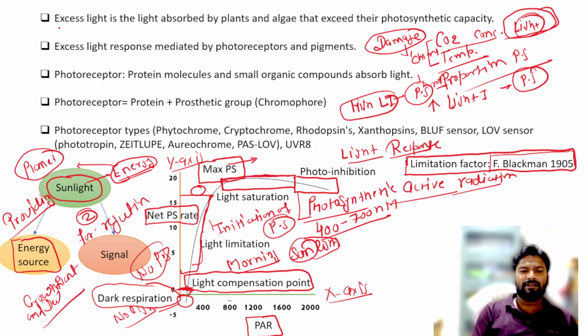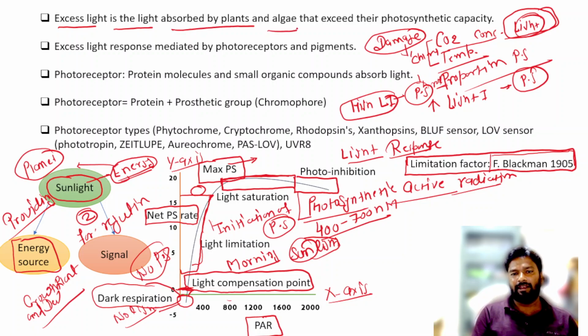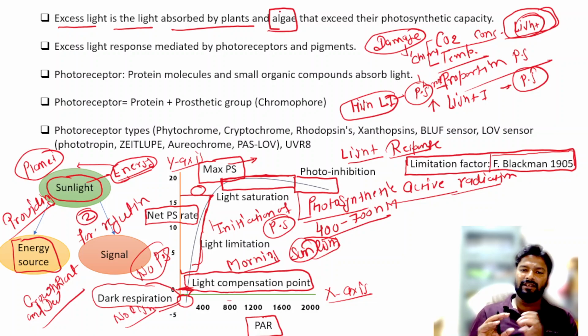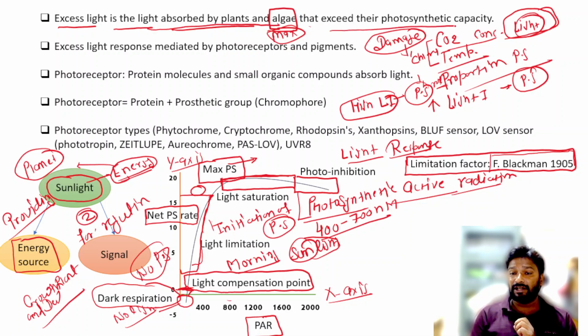Now you know that excess light is the light absorbed by the plant and the algae. So friends, you know that algae are the photoautotrophic organisms which are responsible for the maximum photosynthesis on this planet. Okay, so excess light is the light which is absorbed by the plant and algae that exceeds their photosynthetic capacity. Means the light which is more than requirement. This is known as excess light.